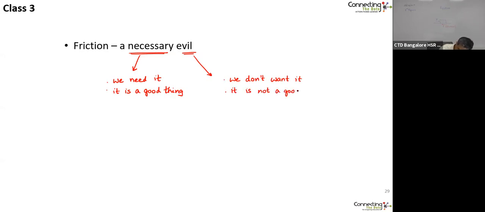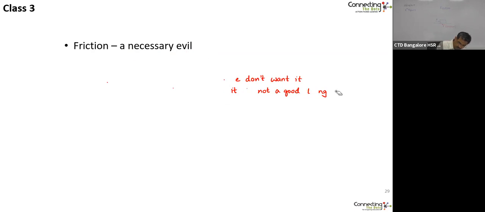So how can something be both? This is the opposite of that. On the one hand, the word necessary means we need it. It's a good thing. The word evil means we don't need it. We don't want it. It is not a good thing. So how can friction be both? That is what we will learn about in this class.